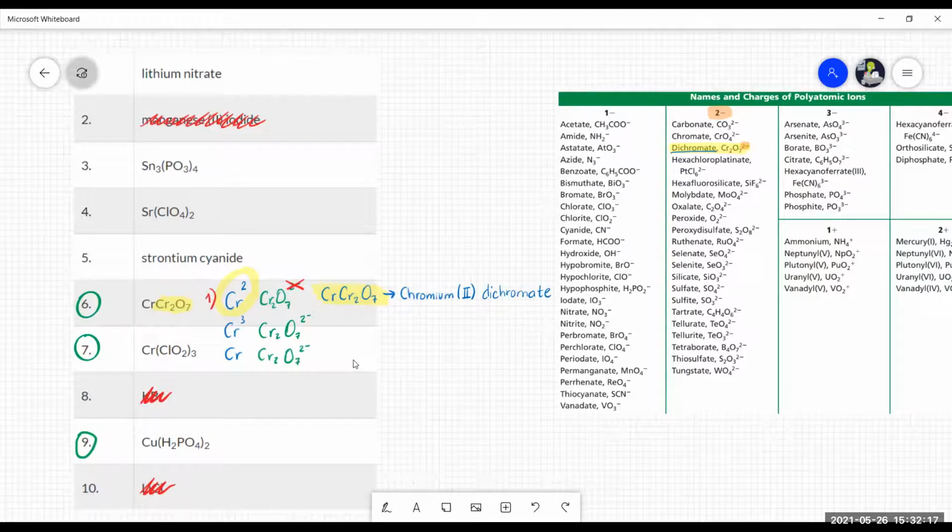That example is more complex because chromium has many possibilities. When an element has many possibilities, you have to write the charge in Roman numerals. But this works only for metals, ¿ok? El Roman numeral solo lo ponemos para metales, not for non-metals. Entonces aquí, remember this works only for metals.